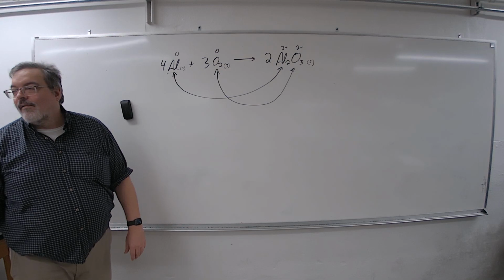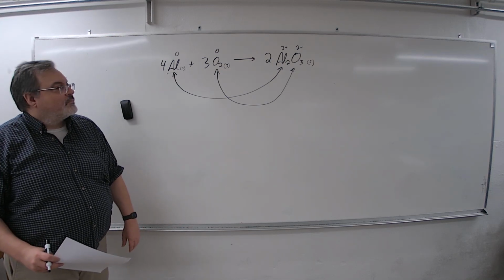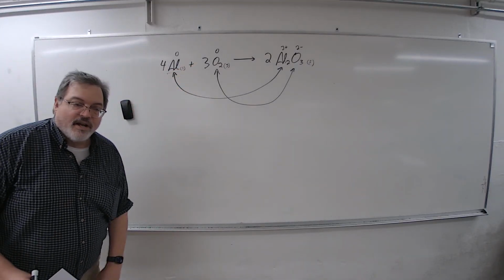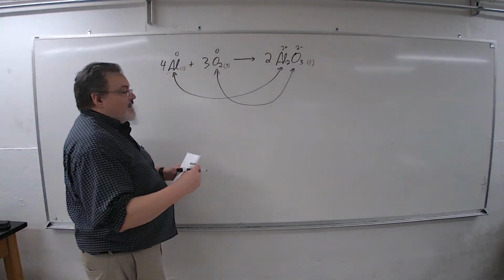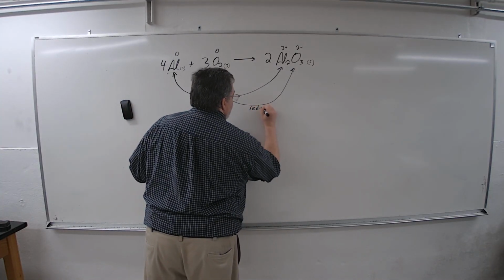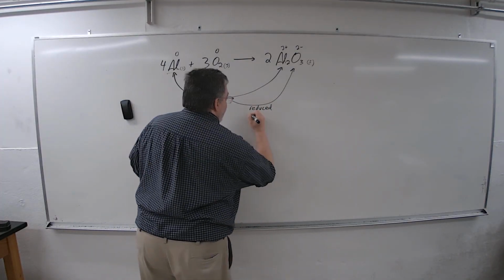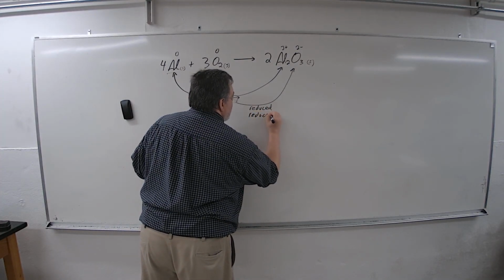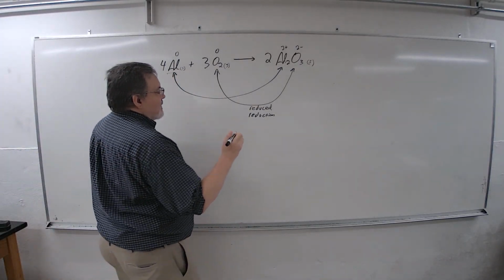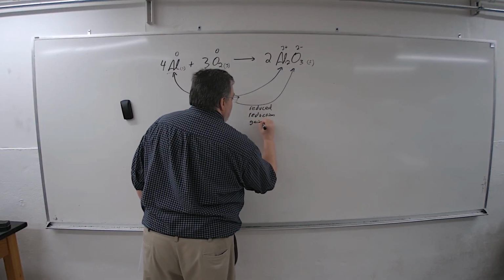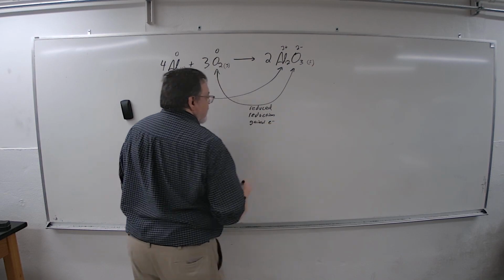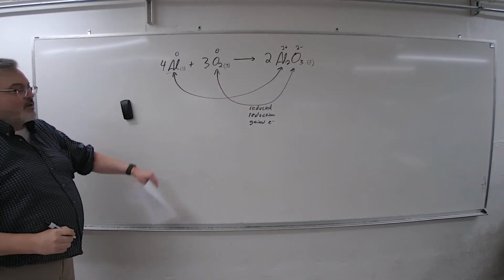So, now I want to say, here's aluminum at 0, and here's aluminum at 3+. Here's oxygen at 0, and here's oxygen at 2-. Which one had its charge reduce through the reaction? Starting here, going over there, which one had its charge reduce? Aluminum went from 0 up to +3. Oxygen went from 0 down to -2.